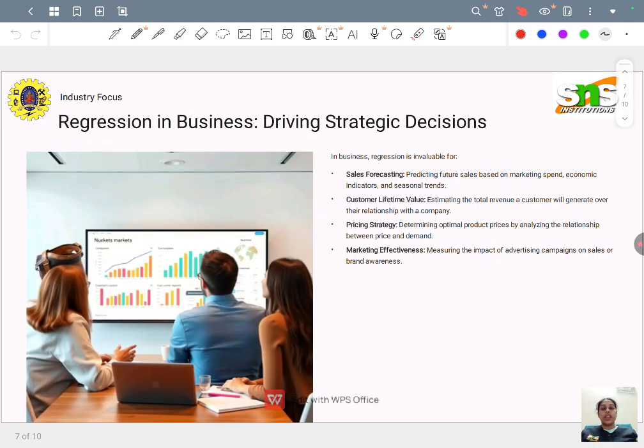And next we will see about regression in business. In business, regression plays a huge role: forecasting sales by linking them with marketing spend and seasonal effects, estimating customer lifetime value, optimizing pricing strategies, and measuring marketing efficiency. Especially, it provides data driven insights that help leaders make smarter decisions.